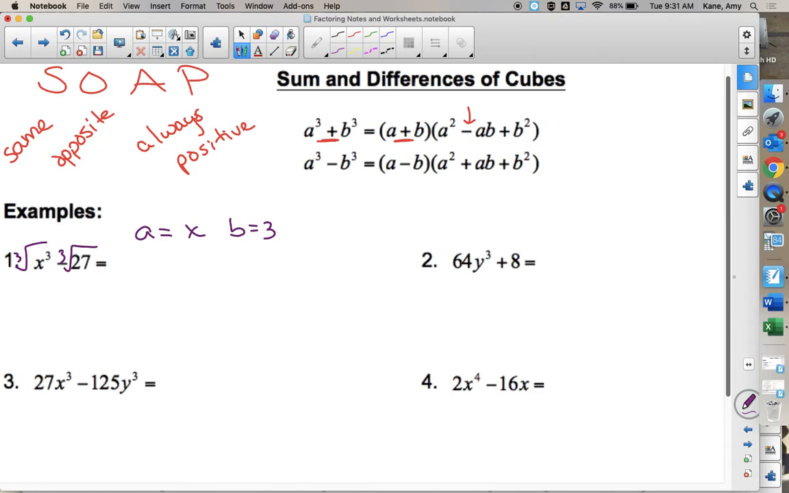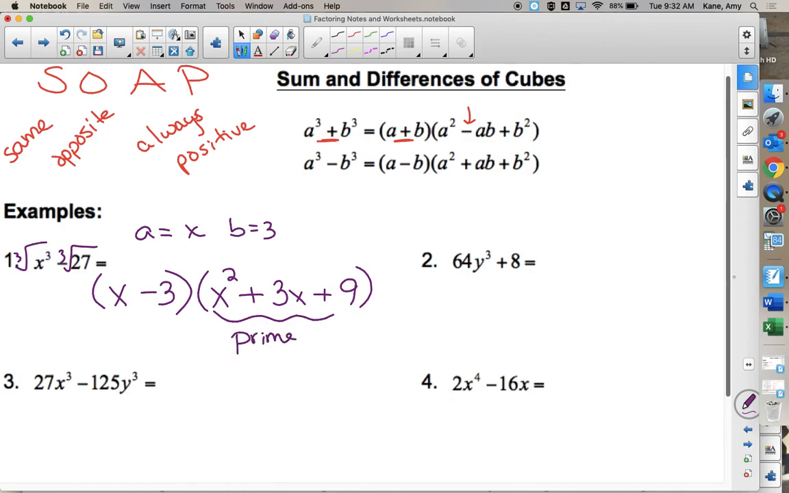And then you're plugging them into the pattern. So take A, same sign, B. And then A squared, opposite sign, A times B, just taking those two things and multiplying them together, always positive, and then B squared. And then you're done. This last term here will be prime.